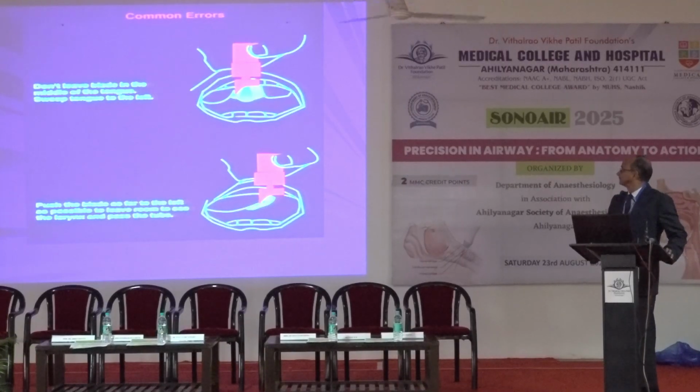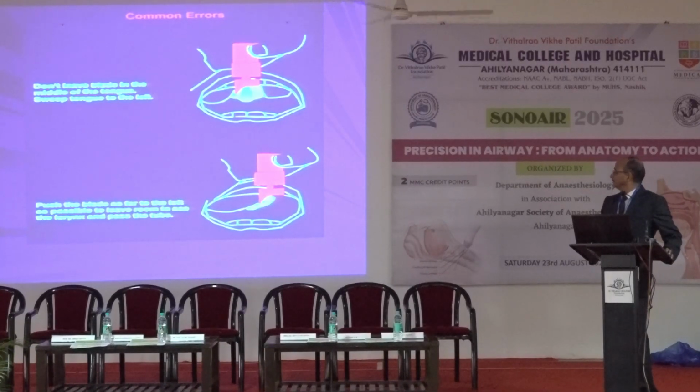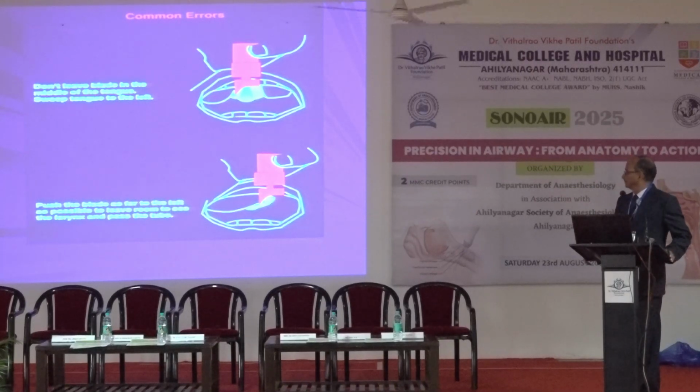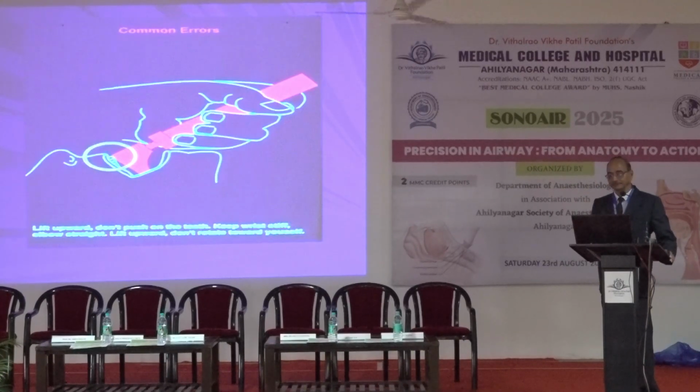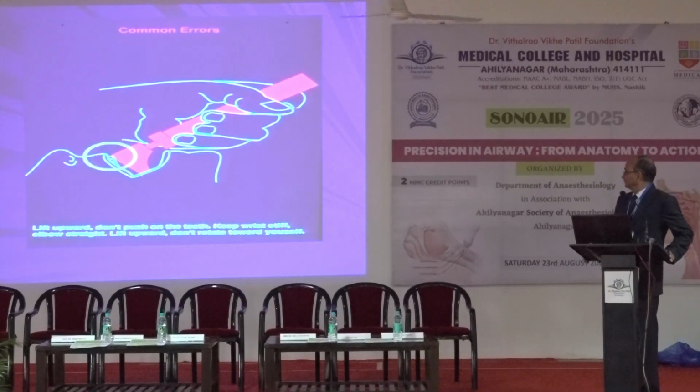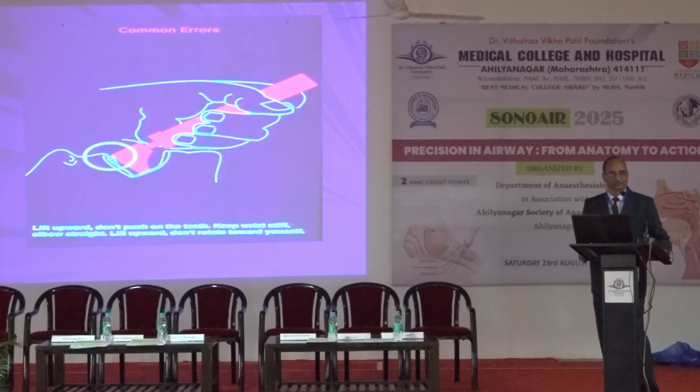Then what are the common errors? Don't leave the blade in the middle of the tongue. Sweep the tongue to the left. Generally you enter from the right hand side for a right-handed person and you take the tongue away from the midline to the left side. Then push the blade as far to the left as possible to leave room to see the larynx and pass the tube. Then you should lift upwards. Don't push on the teeth. And keep your wrist stiff, elbow straight, lift upward, don't rotate towards yourself. Try to avoid injury to the upper and lower lips of the patient.